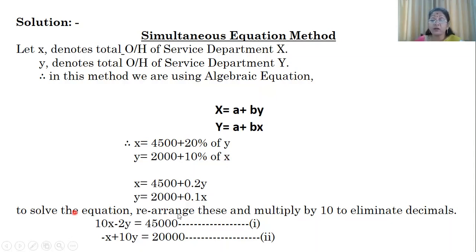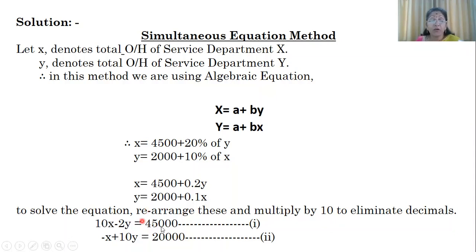To solve the equation, we rearrange these and multiply by 10 to eliminate decimals. So we have to eliminate the decimals. We have to multiply with 10. That is 10x minus 2y is equal to 45,000. Then minus x plus 10y is equal to 20,000. Both equations should be multiplied with 10. Okay, then we will arrange it here.